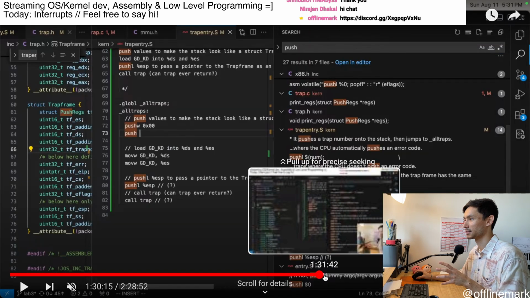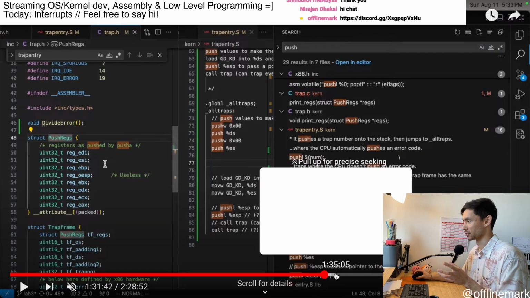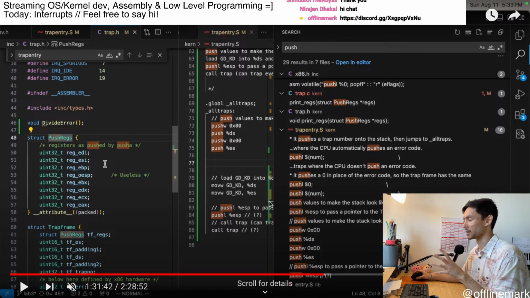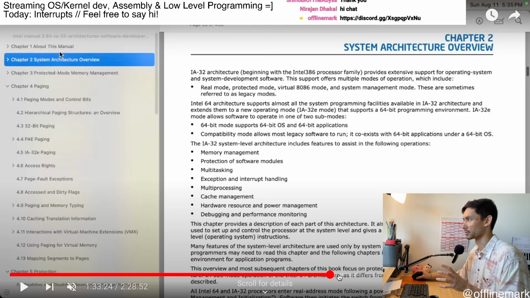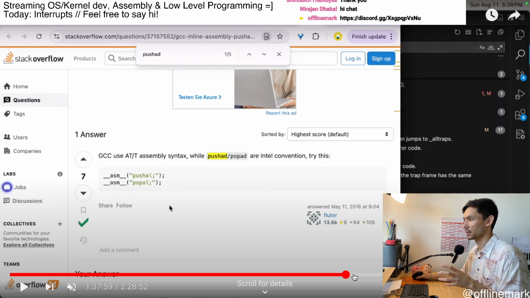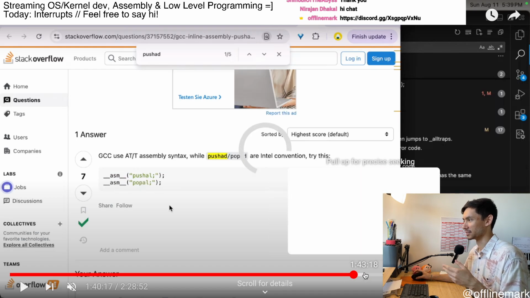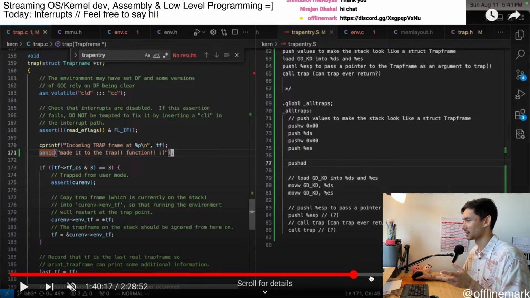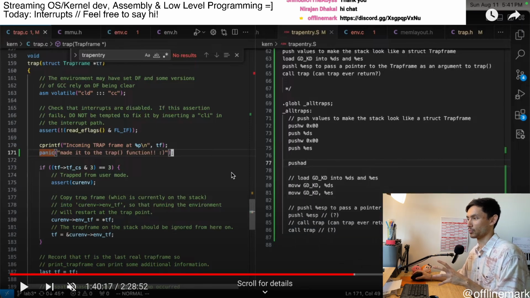And I was just pushing some data onto the stack to construct a trap frame, which will pass to the caller. So that's pretty interesting. 1 hour 31. Running into some issues with Intel versus AT&T syntax. And then I write the final code around the 1 hour 40 minute mark. And then from there on, it's just debugging how to actually get this working.